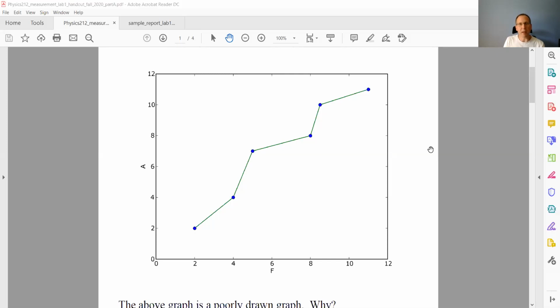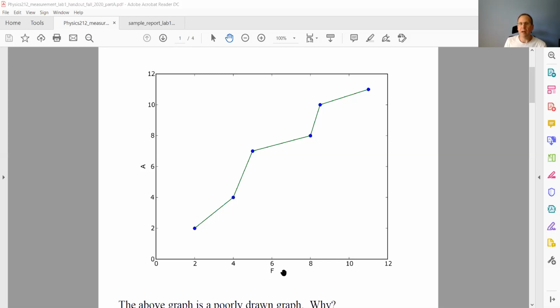is you want to make sure that you have good labels. So here on the y-axis, I have A, and on the x-axis, I have F. But what does that mean, right? A better label might be, let's say this means acceleration. So maybe acceleration and then versus force, right? So good labels. Now, along with labels, you want to make sure you have units, right? So acceleration would have to have units. Let's say it's meters per second squared, and force would be, say, in newtons. Okay, so labels with units, very important.